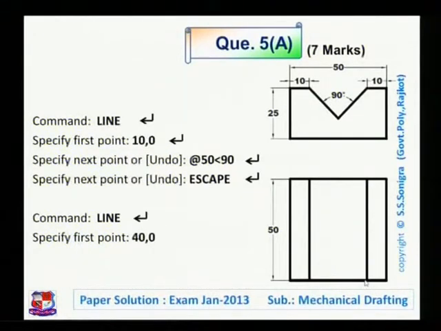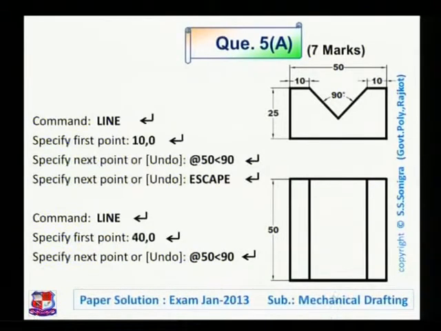So its first point would be here and the coordinate of this first point is 40 on x-axis and 0 mm on y-axis. So 40 and 0 means this point is the first point of this line, and the second point would be at a distance of 50 mm at an angle of 90 degree. So specify second point like this at 50 at an angle of 90 degree and enter. So it will draw this line also and then specify next point, escape. So by these two steps it will draw this line and this line. So till now we have drawn this square view with these two lines.